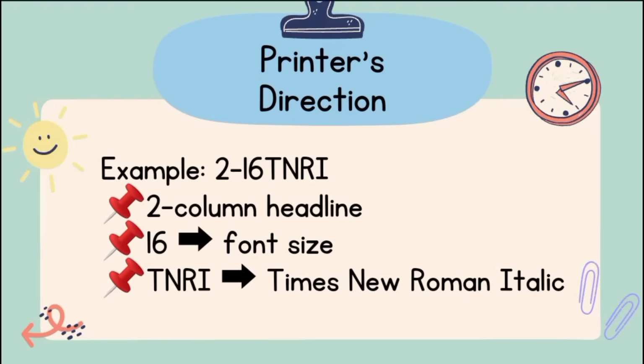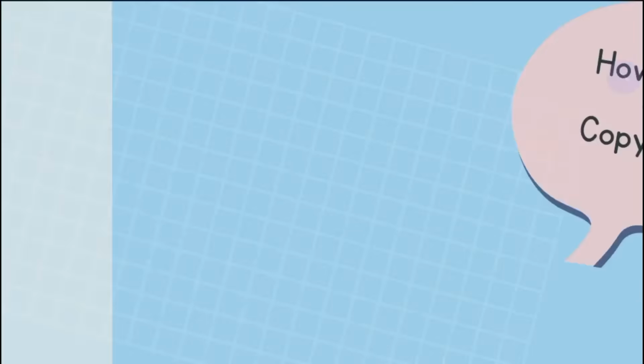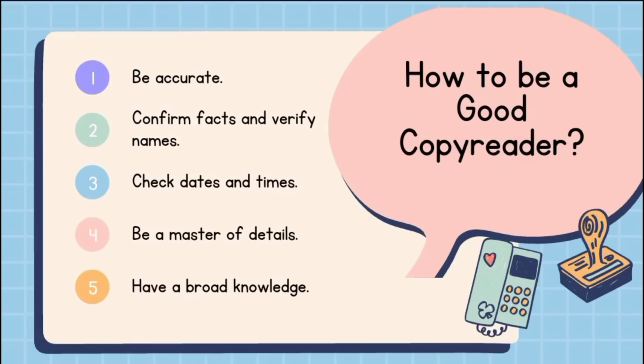So those are the basic things you need to know to begin copy reading and headline writing. To conclude, these are the things you must do to be a good copy reader. Number 1, be accurate. Important details must be indicated and should of course be correct and not misleading. Number 2, confirm facts and verify names. News writers are imperfect too, and it is the copyreader's job to check facts that the writers may have overlooked or written incorrectly. Number 3, also, don't forget to check the dates and times indicated in the article.